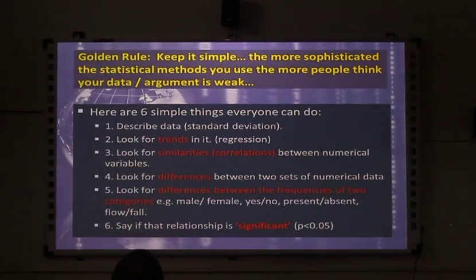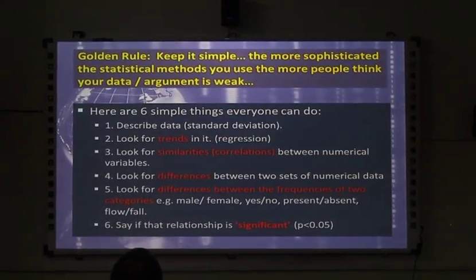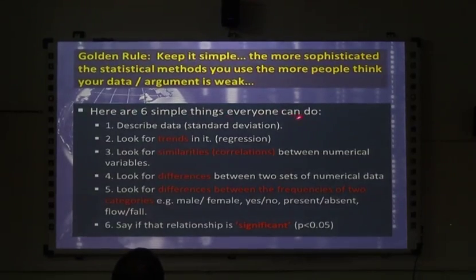Golden rule in statistics: if you go to the research journals, you'll find people using really fancy methods. Well, you don't use really fancy methods when a simple one will do it for you. So what that means is they've got trouble in their data, okay? Or they're showing off. So, best rule for statistics is keep it simple. Six simple things that everyone can do.